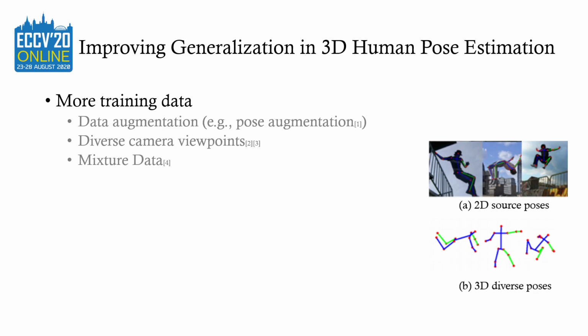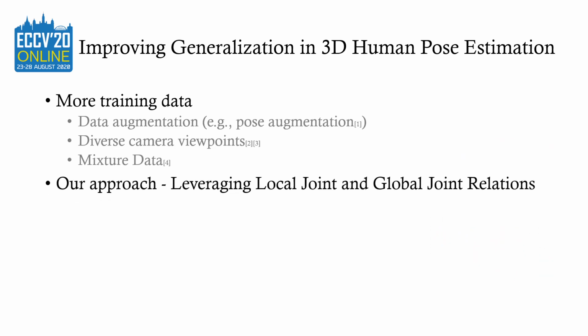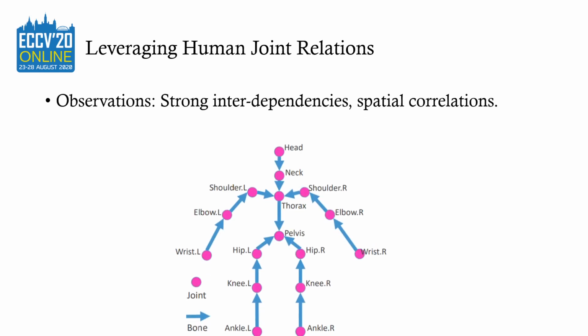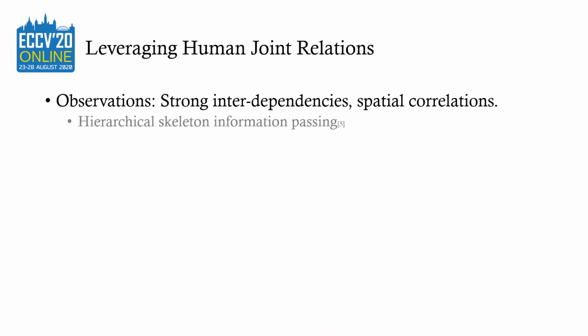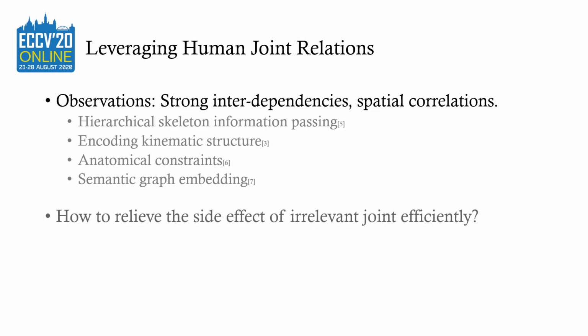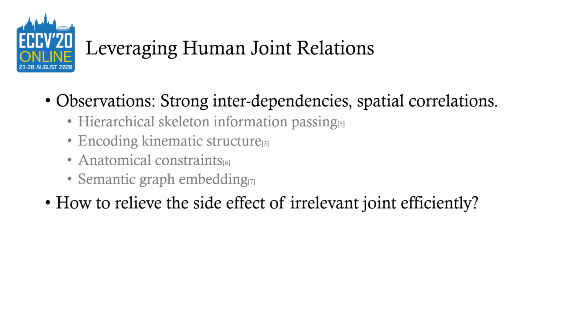Our method is not to utilize more training data, but to consider leveraging local joint and global joint relations better. Meanwhile, some recent works take advantage of physical connections that exist between body joints to improve feature learning and joint prediction. They naturally propose theoretical skeletal information path strategies to encode the kinematic structure, to set some anatomical constraints like same bone length among time series, discarding physically implausible poses, and finally to explore the skeletal structure as a graph embedding. For both theoretical and graph-based techniques, feature learning within a local group of joints can be heavily influenced by joints outside the group. But how to relieve the side effect of irrelevant joints efficiently? This work can give you some answers.